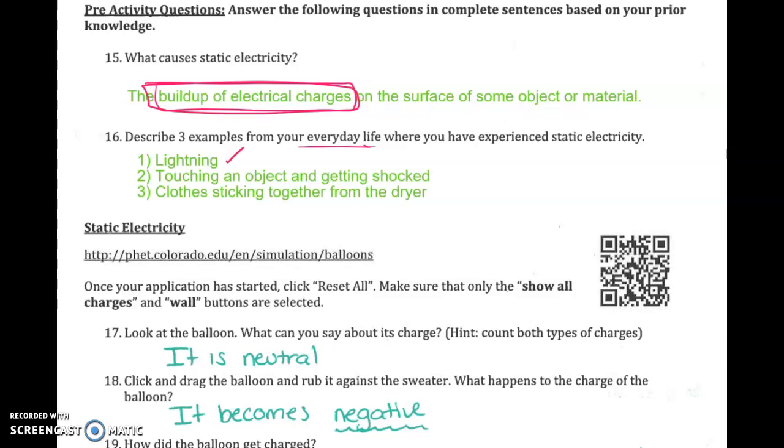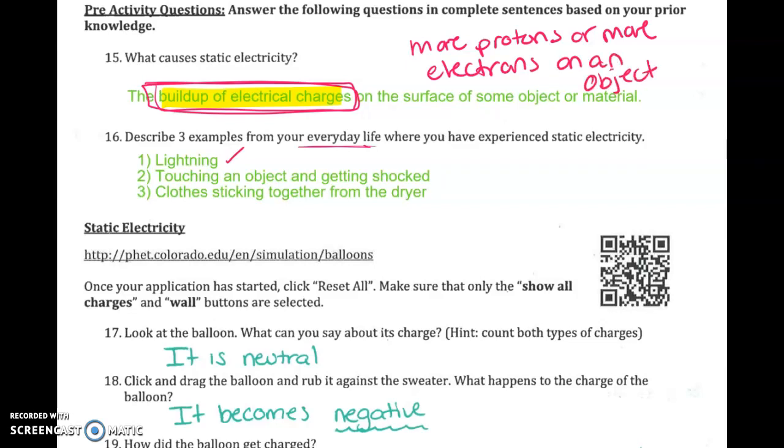We left off in our previous notes talking about what causes static electricity. Just to remind you, it's the buildup of electric charges. That means that there are more protons on an object or more electrons on an object. I'm going to write that on the side here: more protons or more electrons on an object.